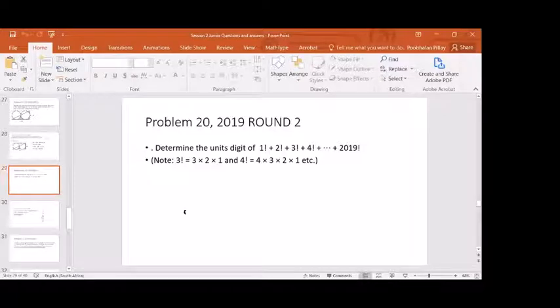The next problem. Yeah, unfortunately, these are the more difficult ones. I should spend more time on this. So you've got determine the units digit of these. All right, so what's happening is that you've got a thing called a factorial. Yeah? This exclamation mark is called a factorial.